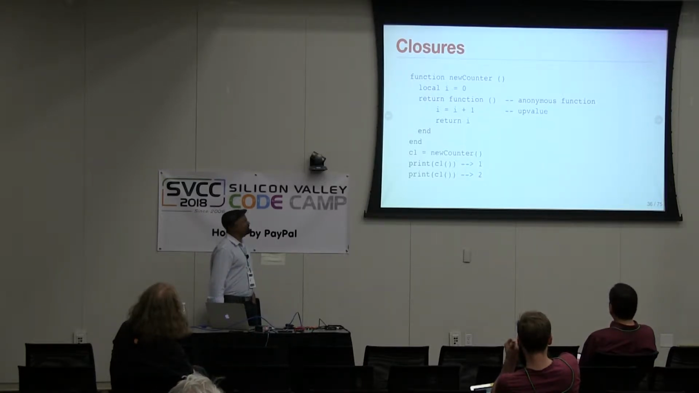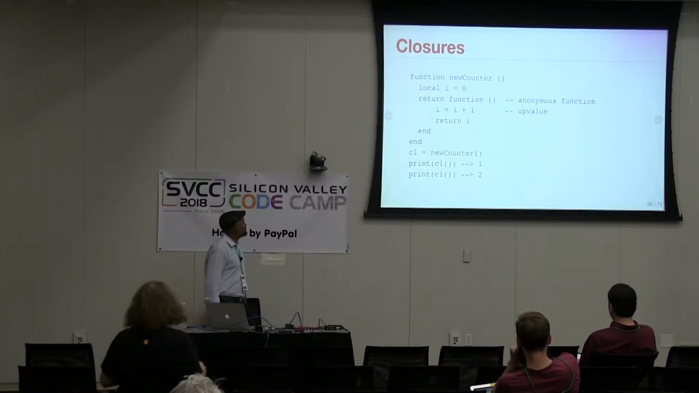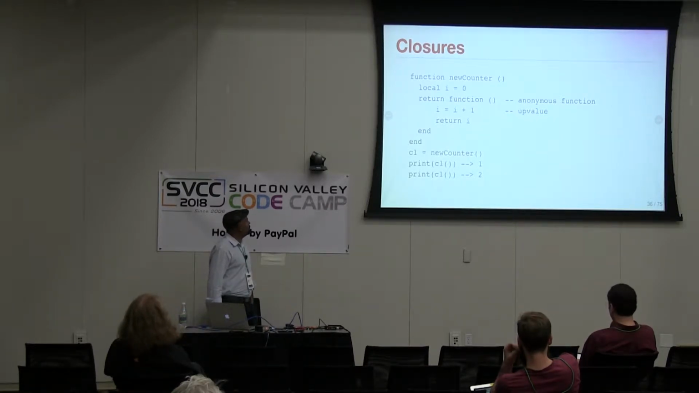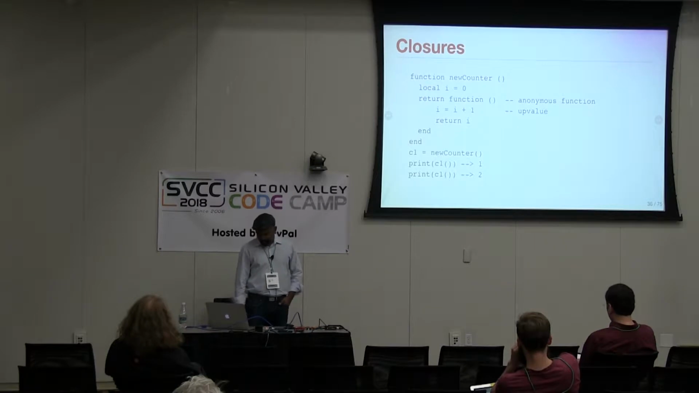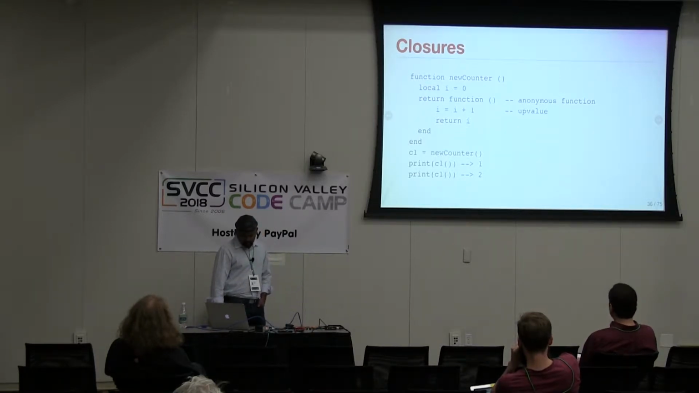So the closure example, if you have done it, most of the high-level languages now support closures. This is basically a function returning an anonymous function that has access to the local variables in the first function. So when C1 calls new counter, C1 is new counter's return value, and when you call the first print, i gets to 1, and the second time it gets to 2. Even though it's lexical scoping, when it gets there, that variable is not available, typically, here it has access to that variable i.